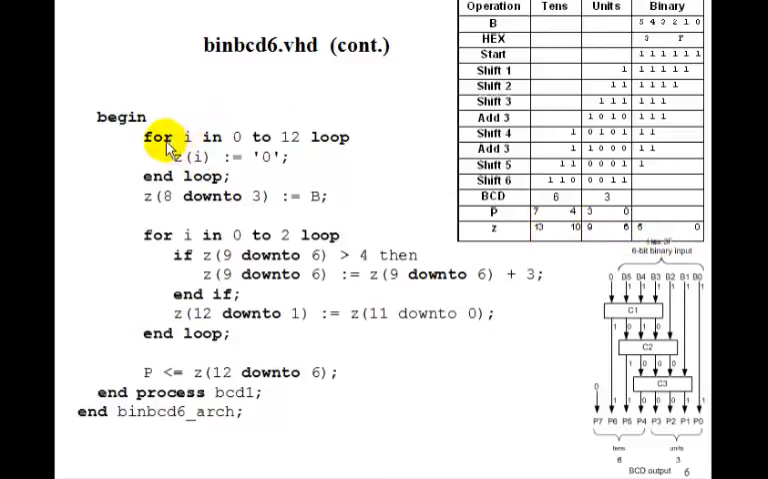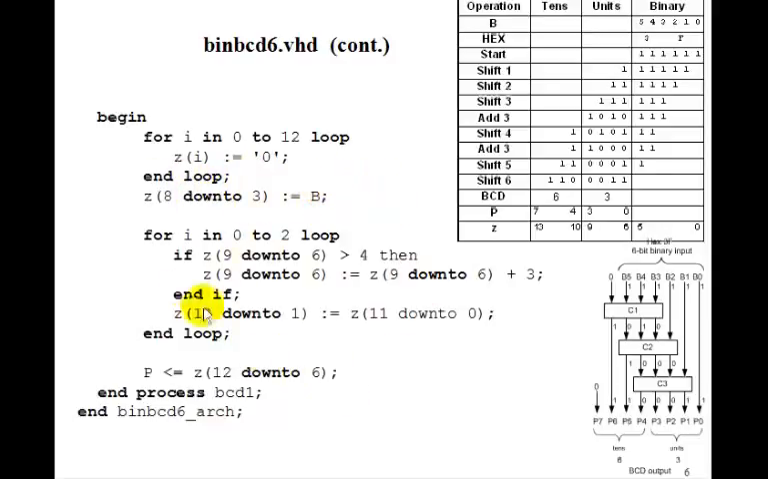Well, we can do that with this little for loop. For I in 0 to 12 loop, Z(I) := 0. Remember Z is a variable, so we use colon equals. So you go through here, setting each bit in Z equal to 0. The next step is to shift B left 3 bits. Well, that ends up being Z 8 down to 3, here it is, 8, 7, 6, 5, 4, 3, just gets B, which was 5 down to 0. So that shifts B left 3 bits.